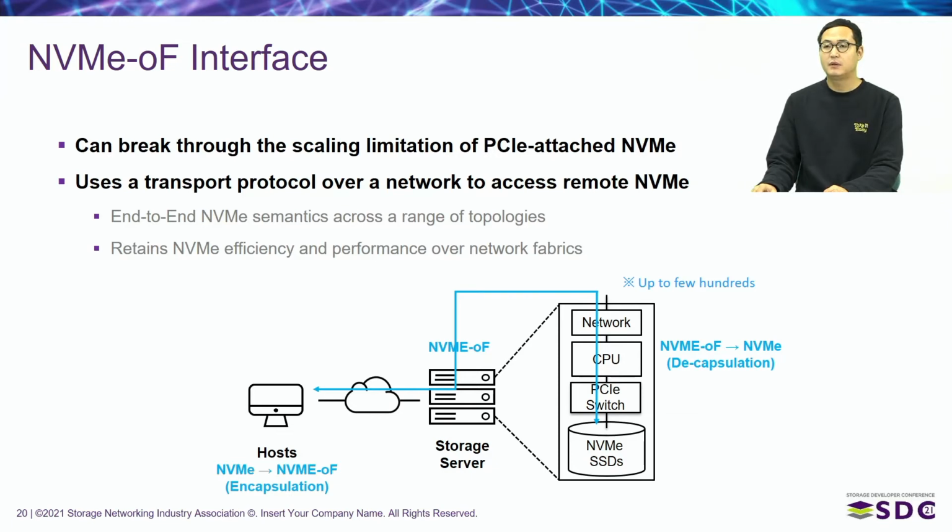In this figure, the NVMe command from the host side is encapsulated and sent to the storage server via a network protocol. When the command reaches the storage server, it is decapsulated to an NVMe command and issued to the local NVMe drive in the storage server. Since NVMe Fabric interface eliminates unnecessary protocol translations, it can retain NVMe efficiency and performance over network fabrics.